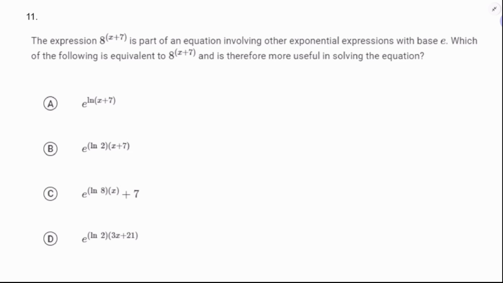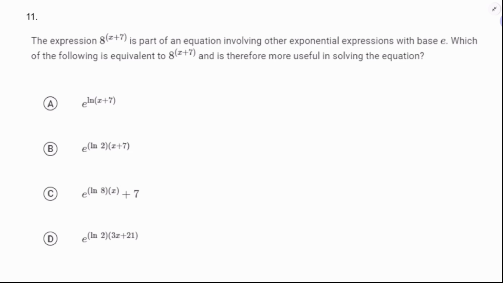All right, the next one is talking about 8 to the x plus 7 as part of an equation involving other exponential expressions with base e. Which of the following is equivalent to 8 to the x plus 7 and is therefore more useful in solving the equation? Only one of these should be equivalent, because they all have the same base. I've seen a problem of this type where there were actually different bases and you had to realize that only one of the bases was going to be useful in helping you solve an equation. But maybe that's one you're going to see soon.